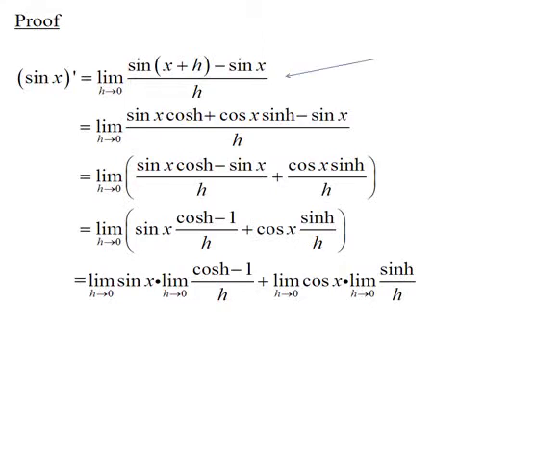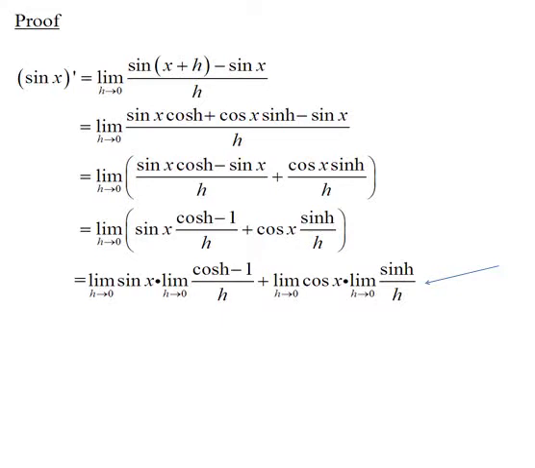Here's the proof. This first line shows the derivative of sine of x using the limit definition of the derivative. Then we can apply a trig sum formula to the sine of x plus h to get sine x cosine h plus cosine x sine h. Split that into the sum of 2 fractions. Then factor sine of x from the first fraction and cosine of x from the second fraction. And rewrite those products as separate limits.